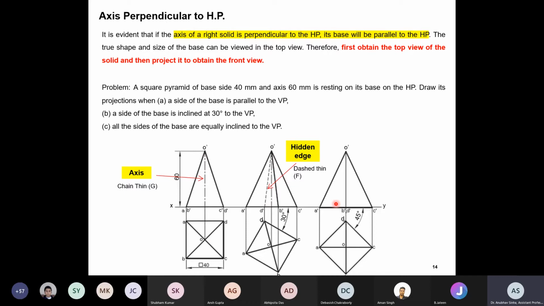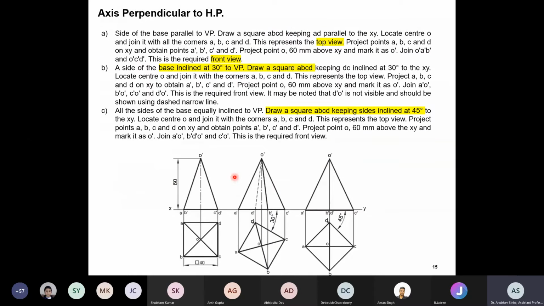Okay. So this was an example where your axis is perpendicular to HP. Basically, you can imagine that a solid is standing upright on your floor and you are projecting it on your floor and a wall. That's how you can imagine. Now these steps are given which we have already discussed. So while drawing, if you need any help, you can refer to these steps.